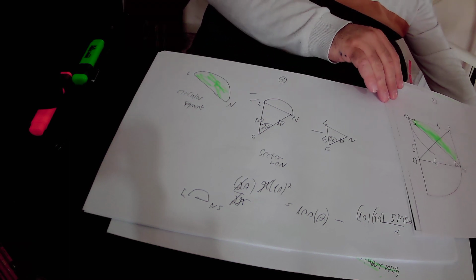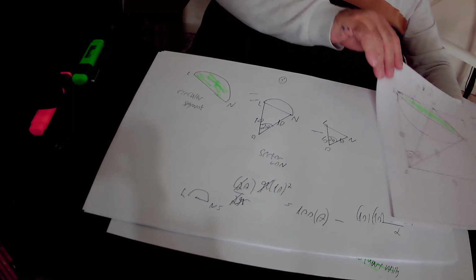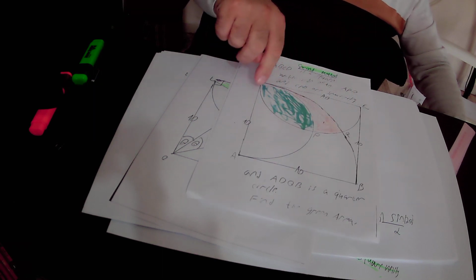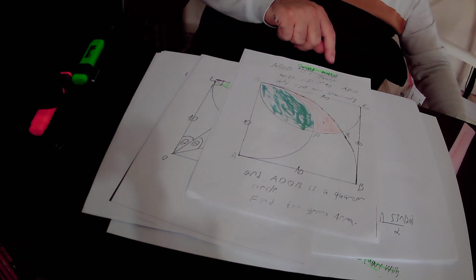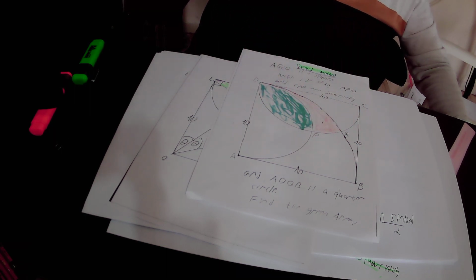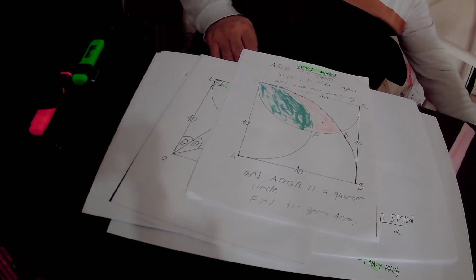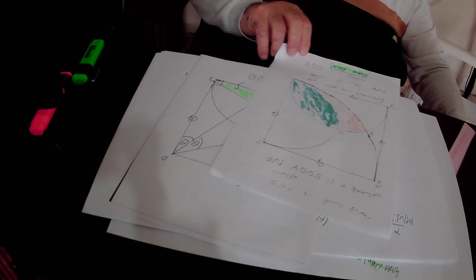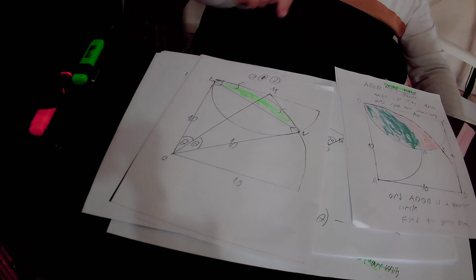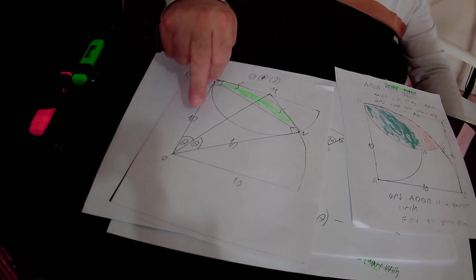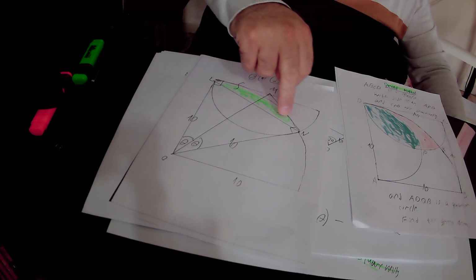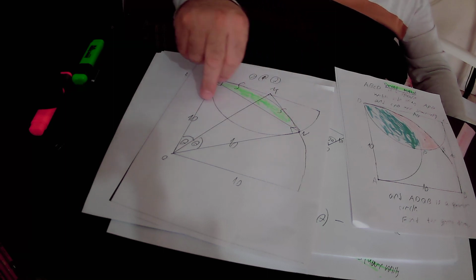So what is the area of the big lens? The big lens was created by the intersection of this quarter circle with this semicircle. So I draw the two shapes here. Here the intersection of the quarter circle with the semicircle will give us the area of this blue lens and the area of this big lens.